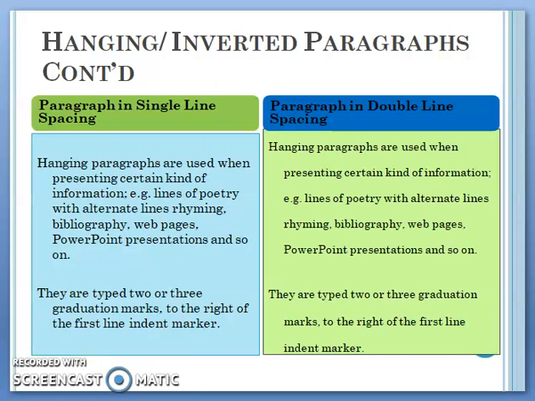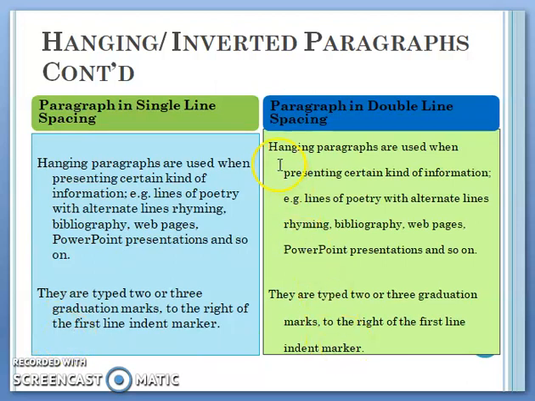So here I have 2 examples, one with my hanging paragraph in single line spacing and the other with the same hanging paragraph being displayed in double line spacing. So single line spacing, so note that the first line starts at the margin, but all other lines are indented. Then there is a double space. I have my second paragraph starting at the left margin and all other lines are indented. Alright, so that is a single line spacing example.